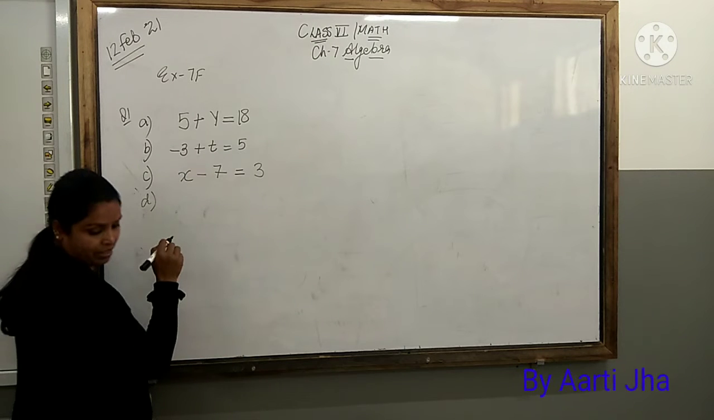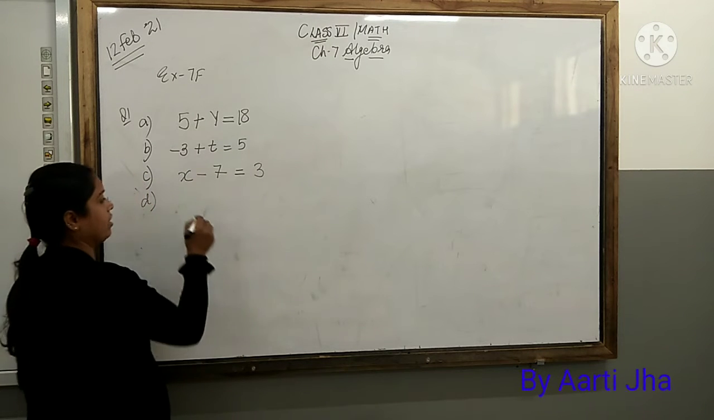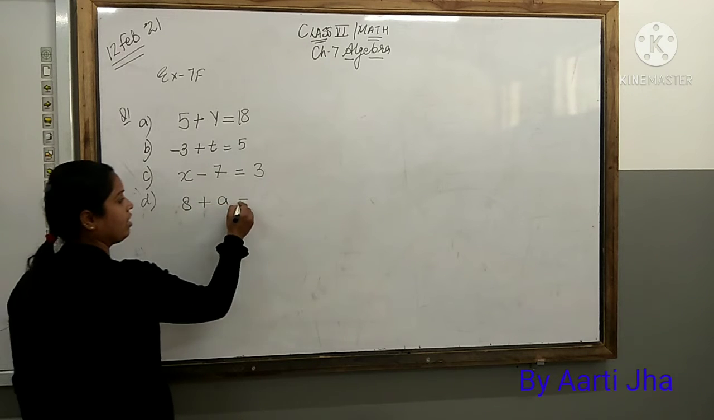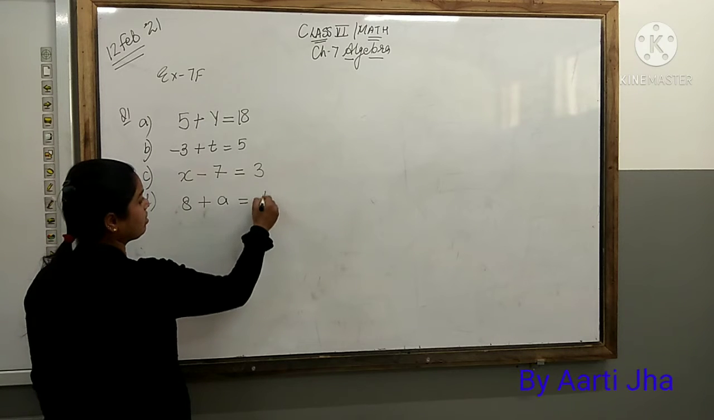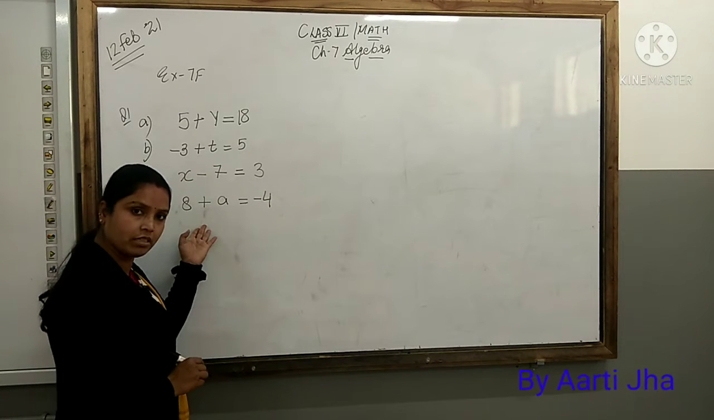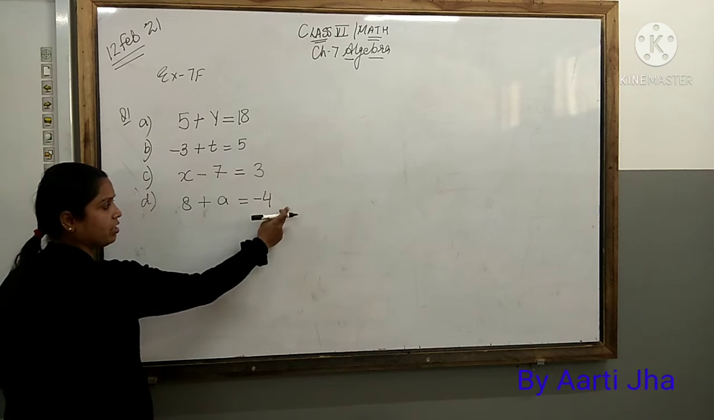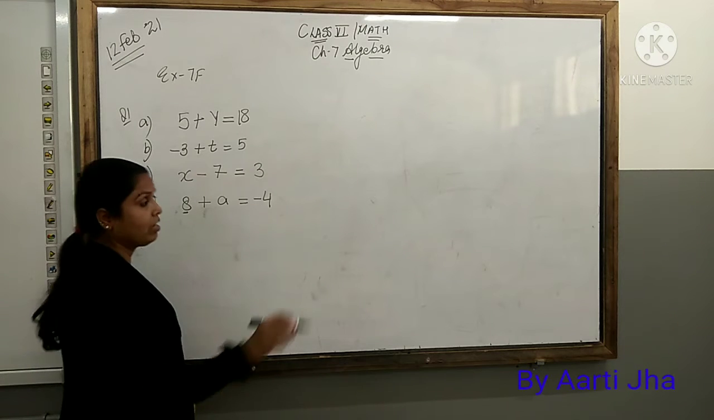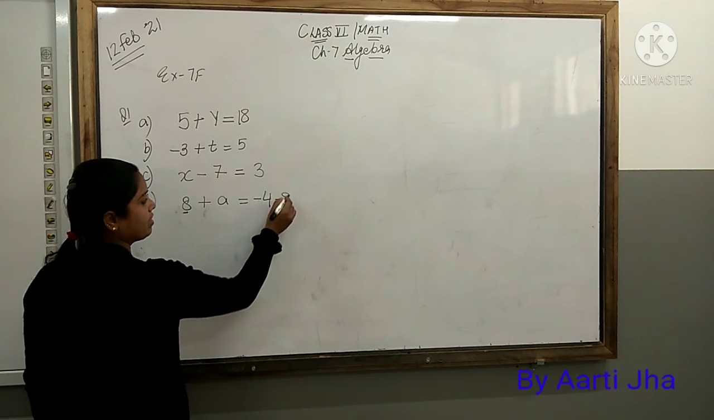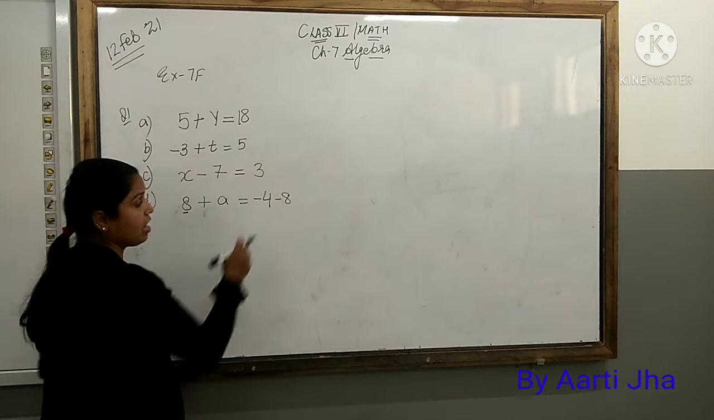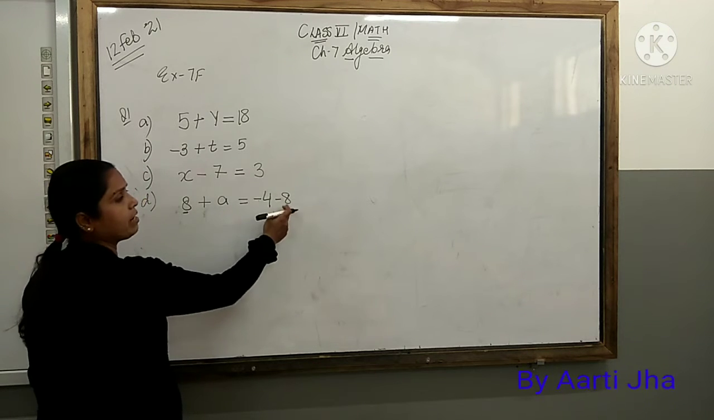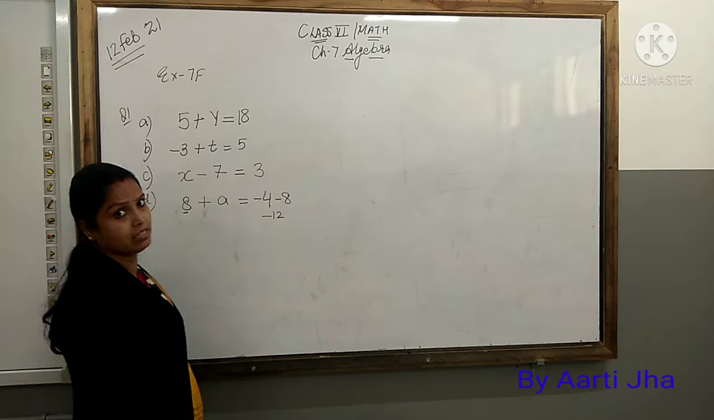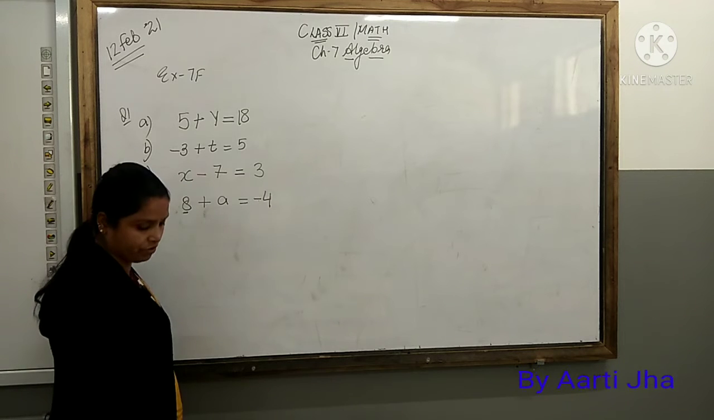Now the D part. Again same difference. 8 more than a. 8 more than means plus. a is minus 4. Make the equation. Bring this 8 on this side. This is a positive number, positive coming here becoming negative. Minus 4 and minus 8. Minus minus plus. Answer will come 12. The bigger number is 8 and the negative sign is there, so write minus in the answer. This is how you will solve.